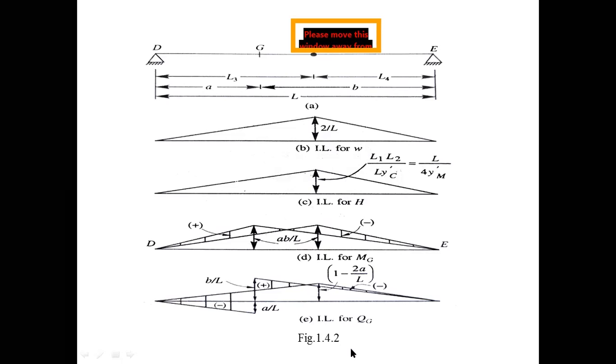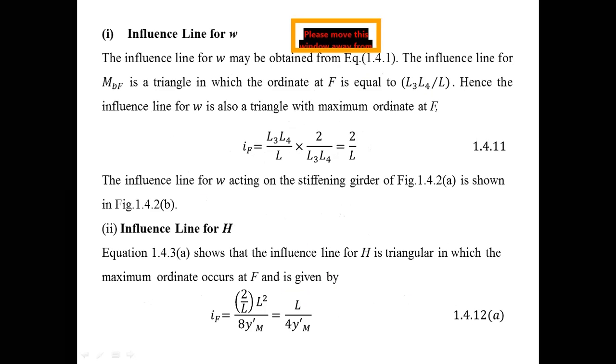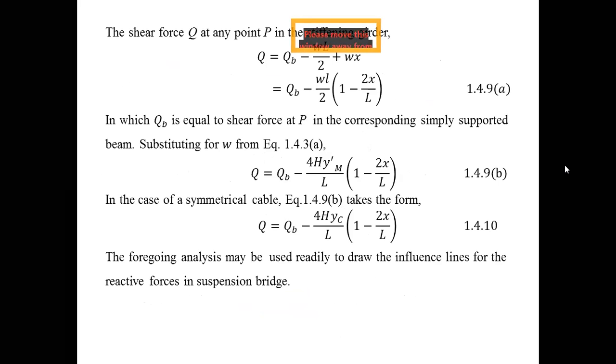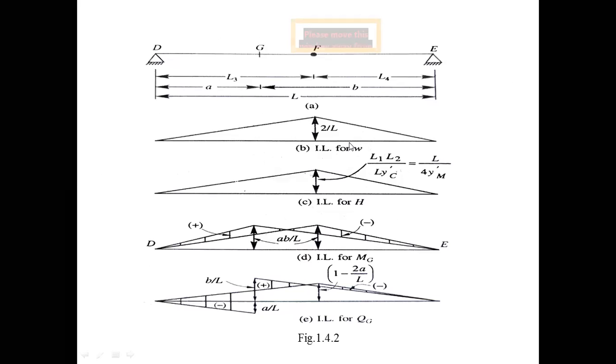And coming to the shear, same. You can go for shear equations 4.9 and 4.10. In place of x you put x is equal to a, that's enough, and W is equal to by L. Then you get this equation. This is the ordinate at a particular point F: 1 minus 2a by L. And already you know this is a by L and this is b by L, at a particular point G.